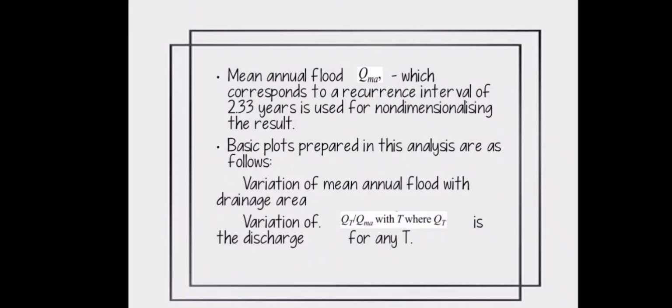Mean annual flood, denoted as QMA, which corresponds to a recurrence interval of 2.33 years, is used for non-dimensionalizing the result. Basic plots prepared in this analysis are as follows. We have the variation of mean annual flood with drainage area, and second is the variation of QT over QMA with T, where QT is the discharge for any T.